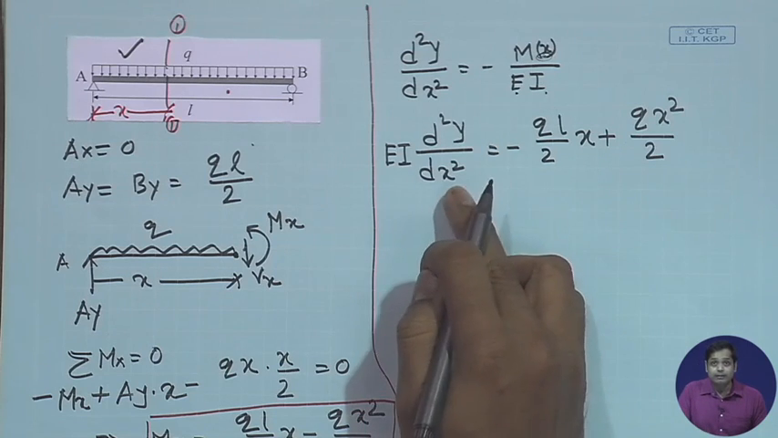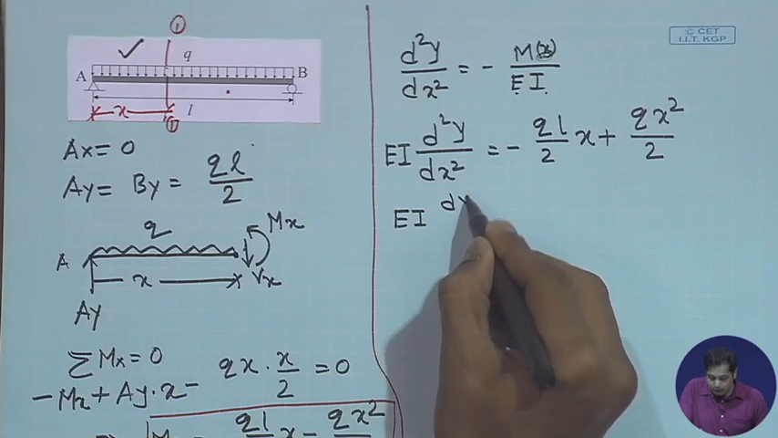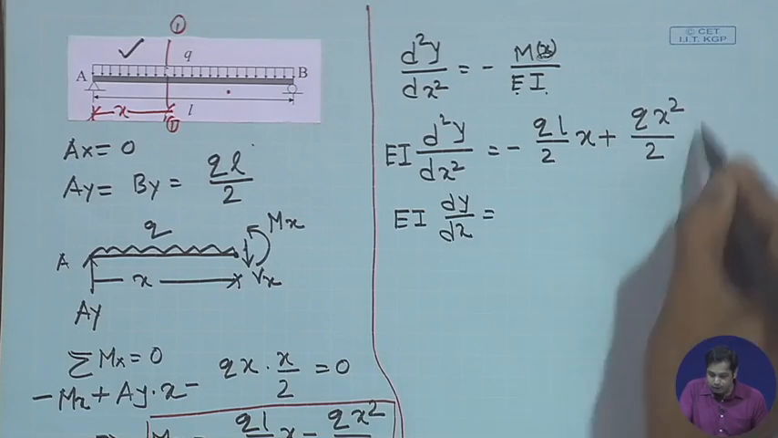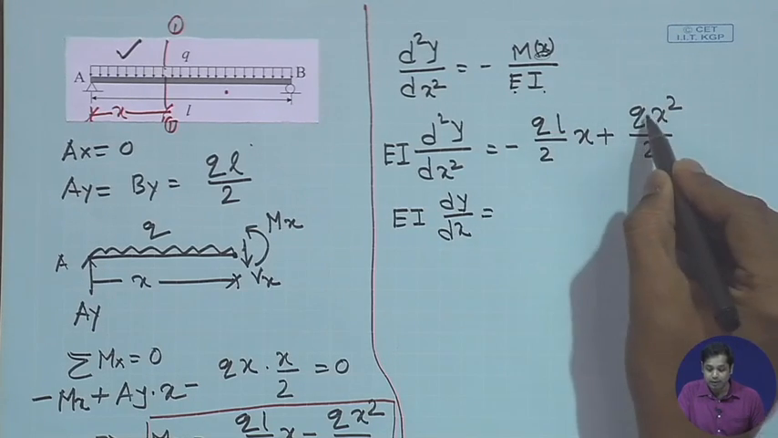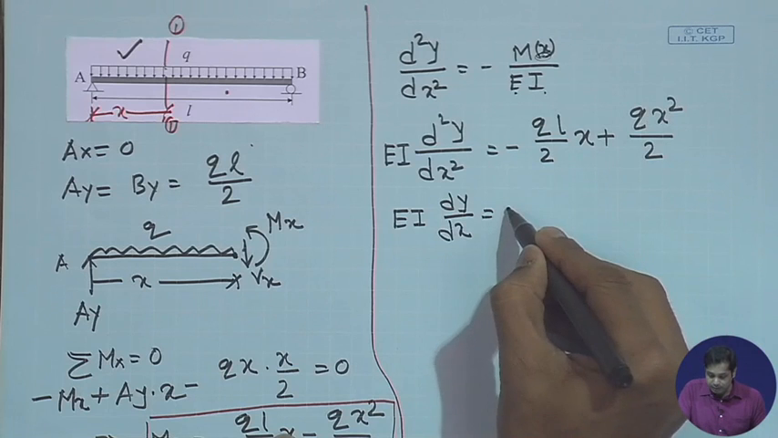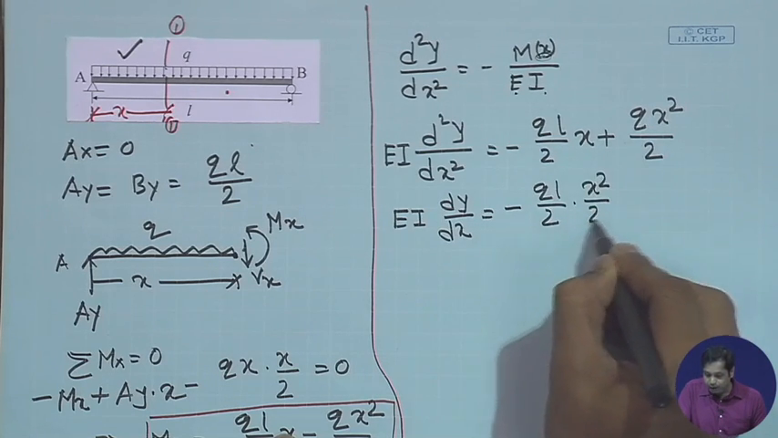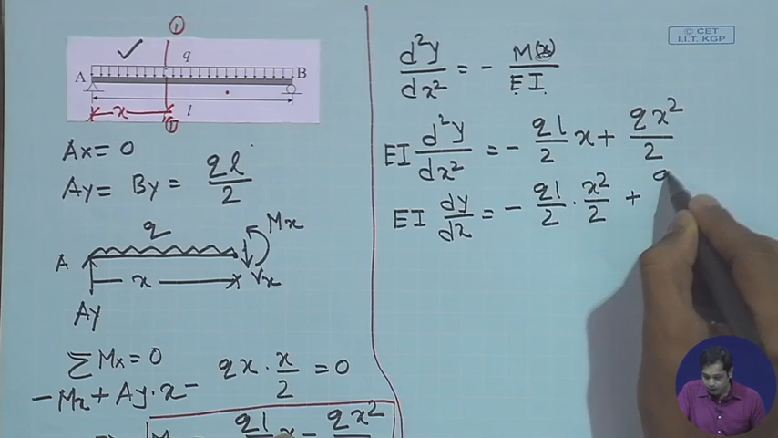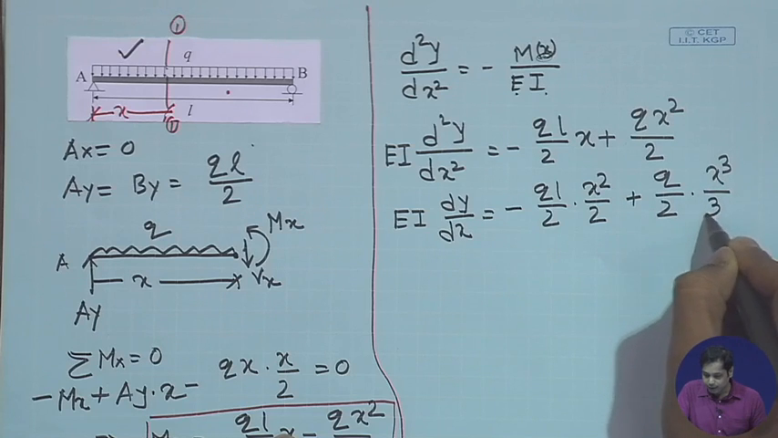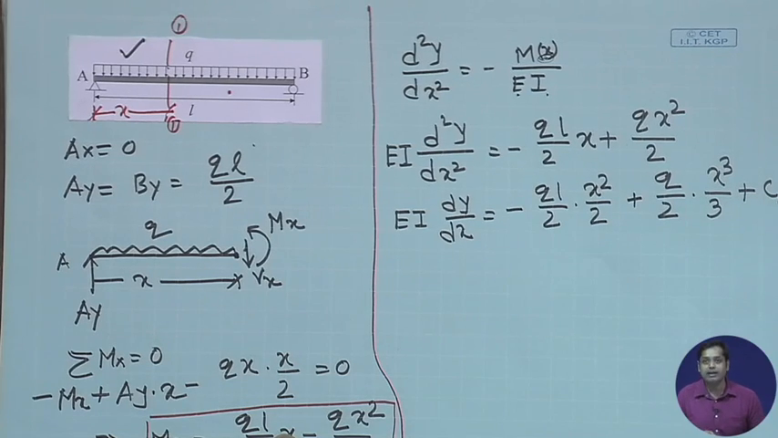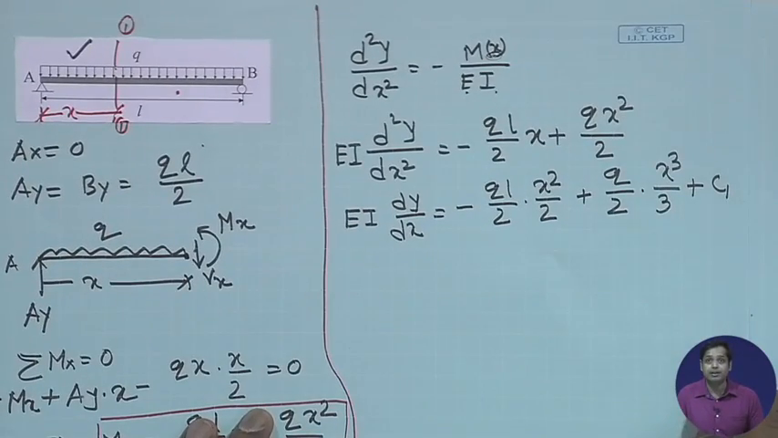So, if we integrate it, then what we have is EI dy/dx is equal to the integration of the entire part. q and L are all constant. So, this becomes minus qL/2 times x^2/2 plus q/2 times x^3/3, and then plus a constant C1, which is an integration constant.